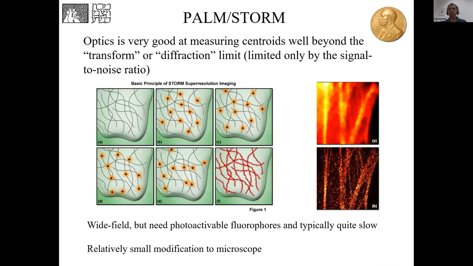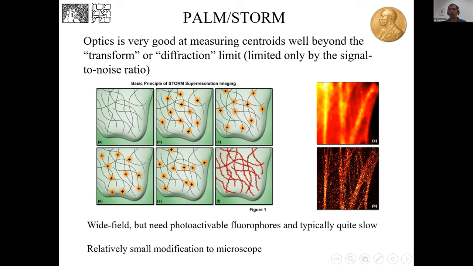Another well-known method is PALM or STORM, invented by Eric Betzig, for which he got the Nobel Prize also. And that involves the fact that optics is very good at measuring centroids well beyond the diffraction limit or the transform limit. There you're limited only by signal to noise. But of course, in a dense scene, it's useless to measure centroids. So the ingenious idea here was to make the sample time dependent rather than time independent using photoswitchable fluorescent molecules.